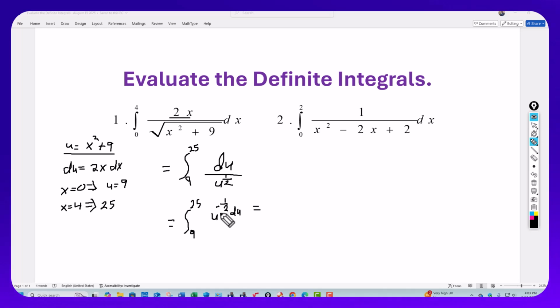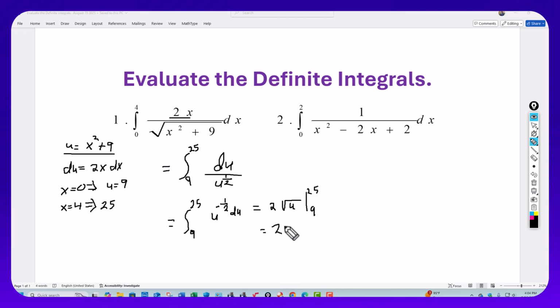And then we integrate here with respect to u. So add 1 to the negative 1/2, and we get u to the 1/2. I'm just going to write the square root here. So add 1 here. It gives me u to the 1/2. I'll write it as square root of u. And then we divide by the coefficient 1/2. That'll give me a 2 out here. The limits here are going to go from 9 to 25.